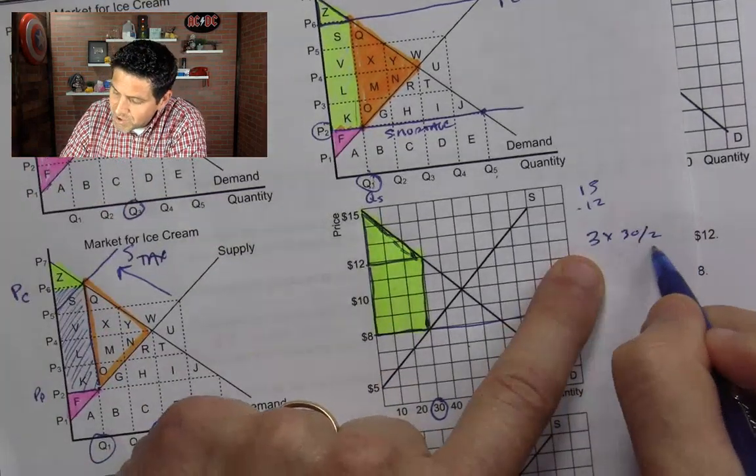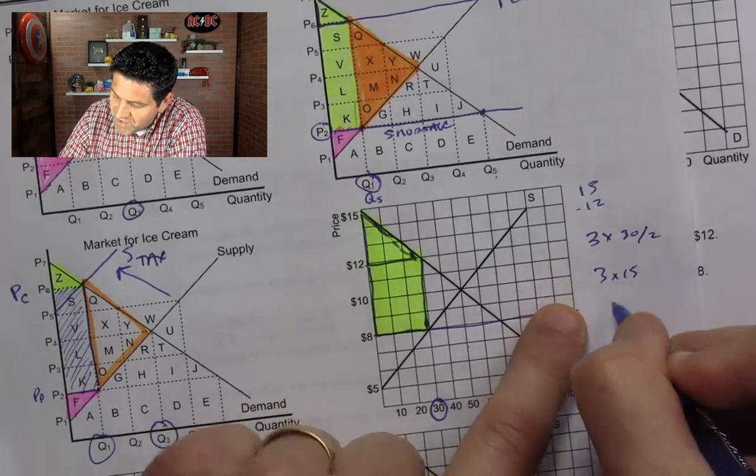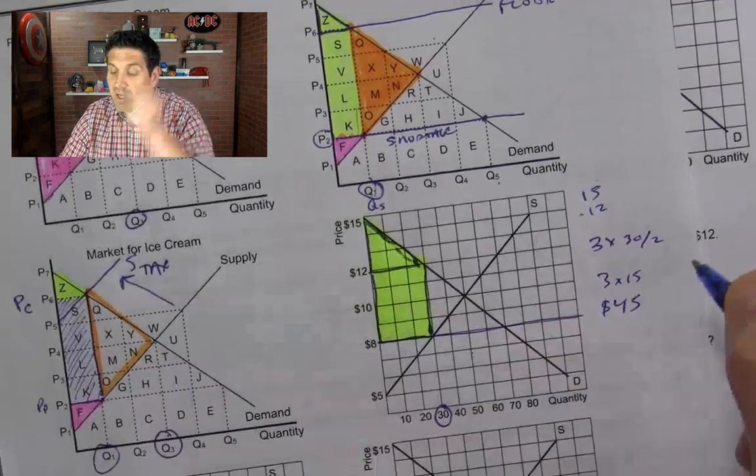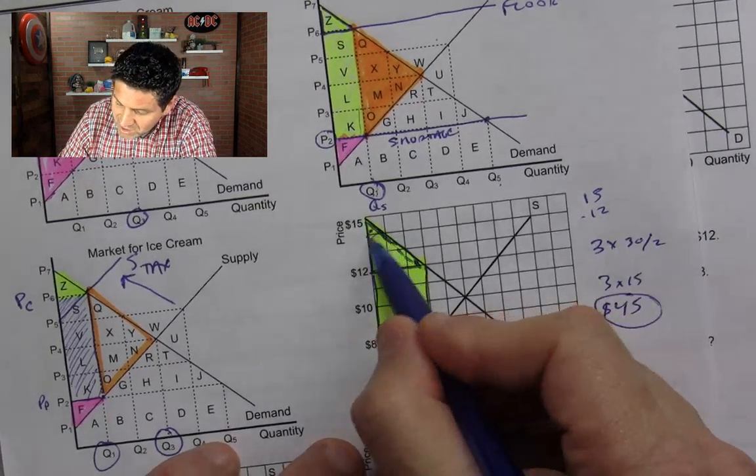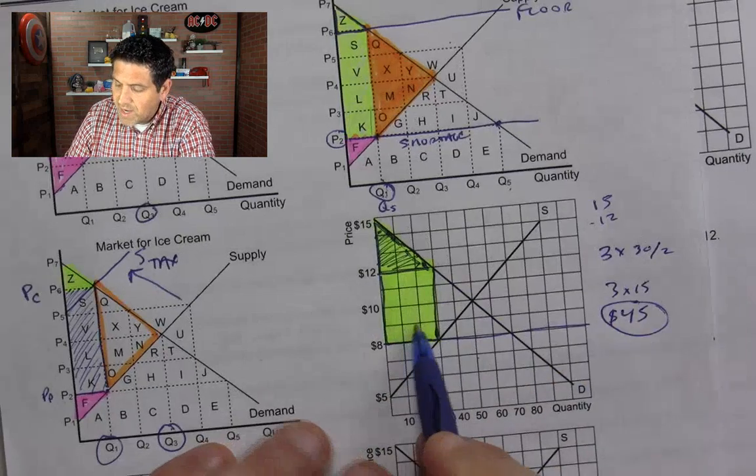So 3 times 30, which is basically 3 times 15, it's 45. There it is. We already know that because we did that question earlier. So it's 45, but that's just this triangle right here. We've got to get the rest of it.